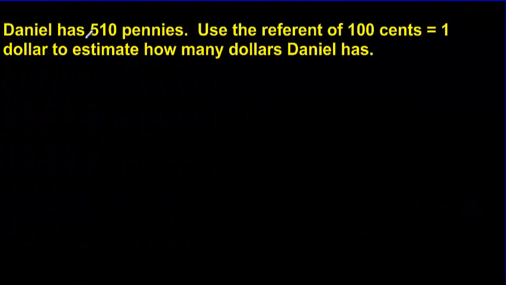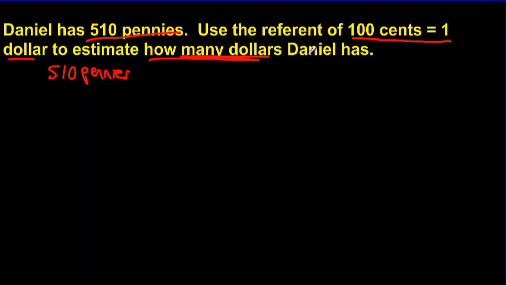Question 3. Daniel has 510 pennies. How many pennies does Daniel have? He has 510 pennies. Use the referent 100 cents is equal to $1 to estimate how many dollars Daniel has. Okay, go ahead. I'm not going to be providing you with a picture of any money here, so you're going to have to use your whiteboards or a piece of paper, and you're going to have to get creative with this, and we'll be back in a minute to check our answers.